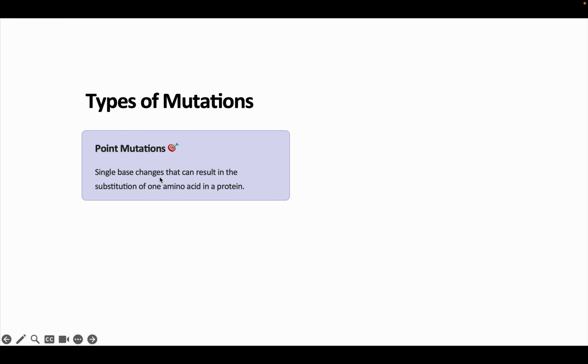So a single base change can result in a substitution of an amino acid in a protein, right? Suppose there is a single change: the codon, which is formed from three bases, can change completely and form a new protein. Sometimes it changes, but the mutation does not have a significant effect because the protein remains the same. So sometimes it can be silent, in which the protein remains the same. But sometimes it can be serious, like in sickle cell, which is a point mutation.